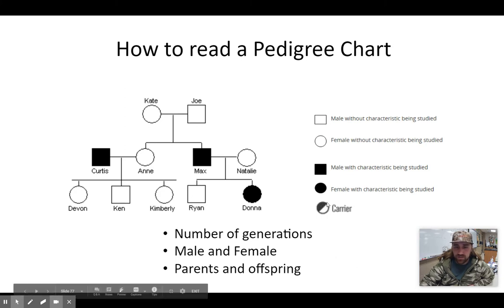Now, there is one thing that's over here that I do want you guys to pay attention to quick. So there's ones that are kind of half filled in, and this means that they're a carrier, which means that they're going to be heterozygous. In some of your examples, they're going to have them half filled in, showing that they're heterozygous. Is that always going to be the case? No. But sometimes they will tell you in your pedigree that it is heterozygous by having a half filled in circle or a half filled in box, depending on how we're looking.